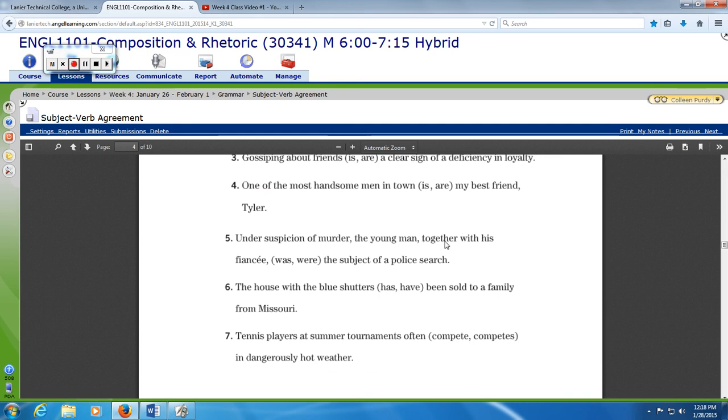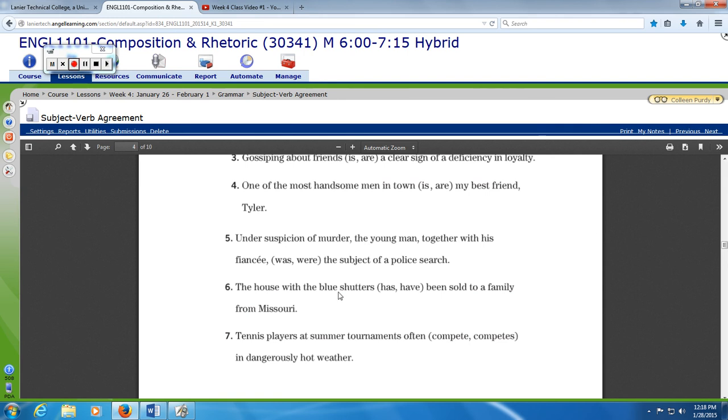The young man, together with his fiancée. This is probably an adverb phrase describing who was. I'll have to look at it more closely, but it's not the subject or the verb because it's non-essential. It's offset by commas. This is introductory phrase. Okay? Your subject is man. Man is singular, so it's was. Okay? Of a police search is a prepositional phrase too.